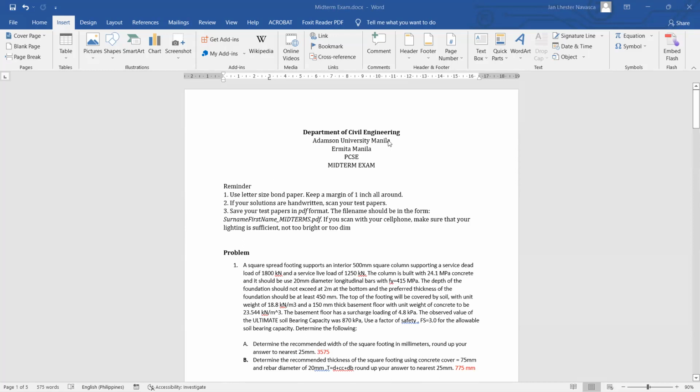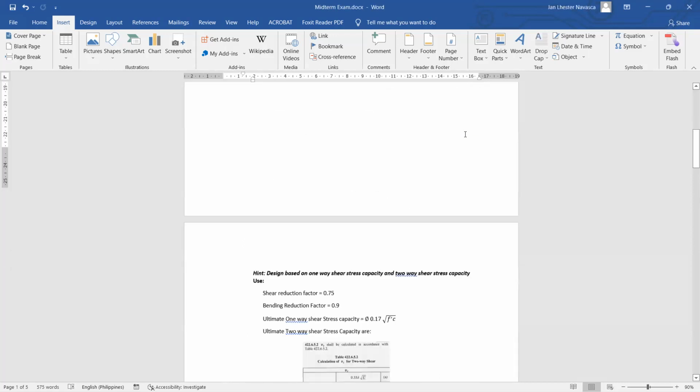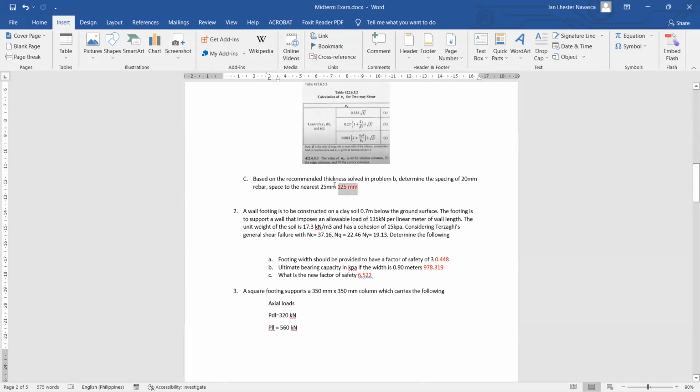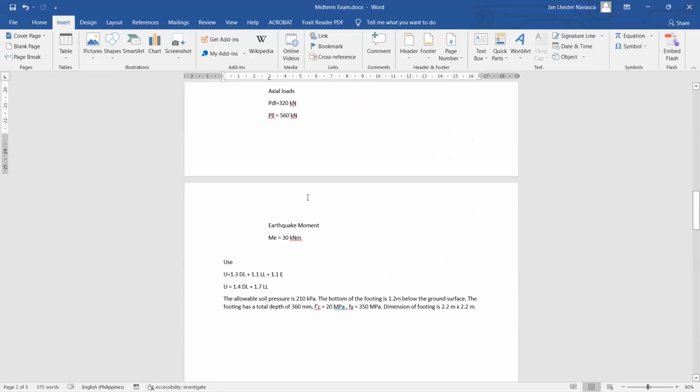So this is the answer: 3575, 775, 125. I think the actual value of this one is 130 plus, so 130 millimeters. You cannot go up to a larger spacing; the spacing should be closer. Closer is much better. So therefore we go down to 125 millimeters, which is the nearest 25 millimeters.